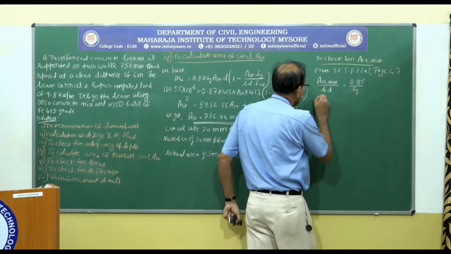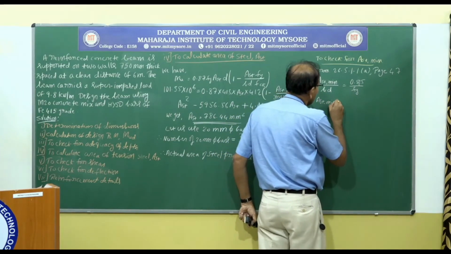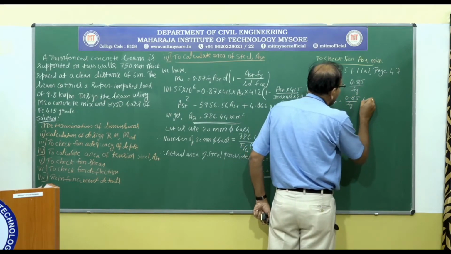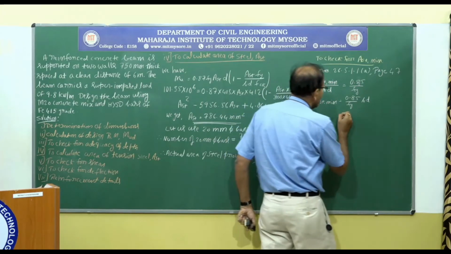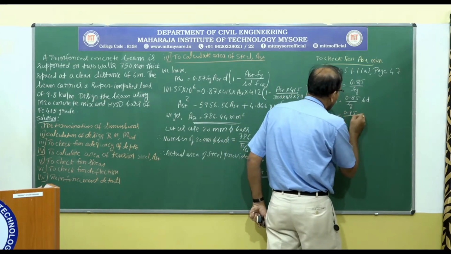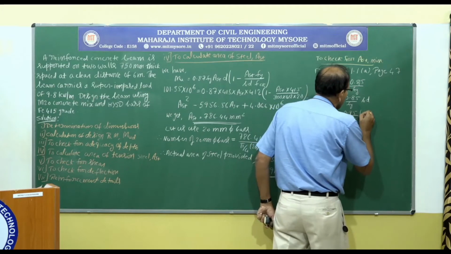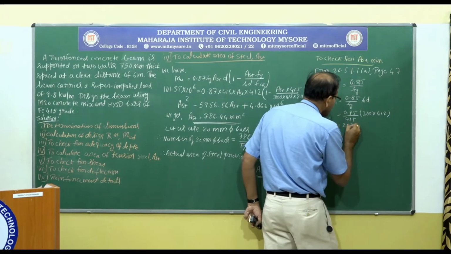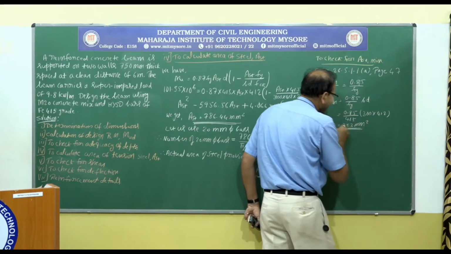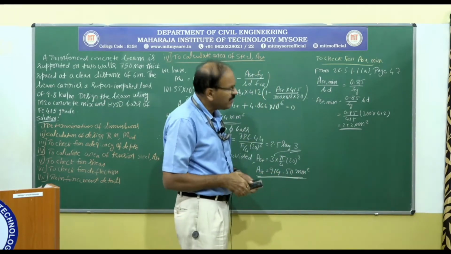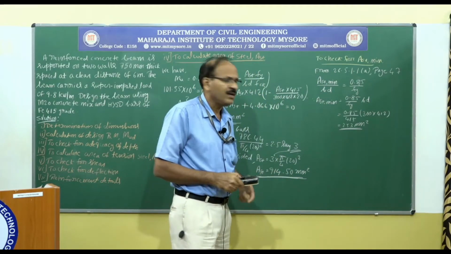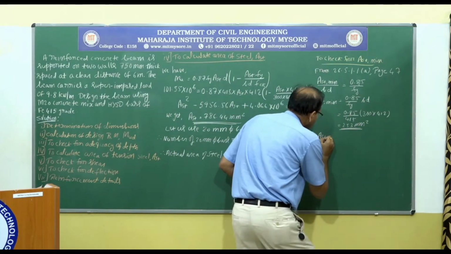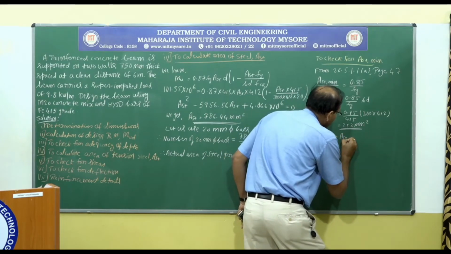Therefore, AST minimum equal to 0.85 divided by FY multiplied by BD. That is equal to 0.85, FY is 415, B is 300, D is 412. That is equal to 253 millimeter square. That is the minimum area of tension steel required. Therefore, AST is greater than AST minimum.